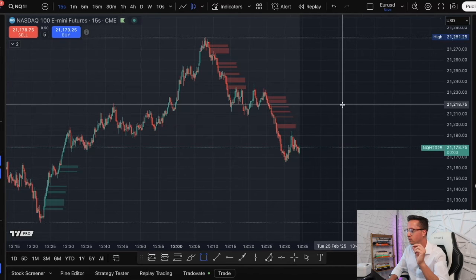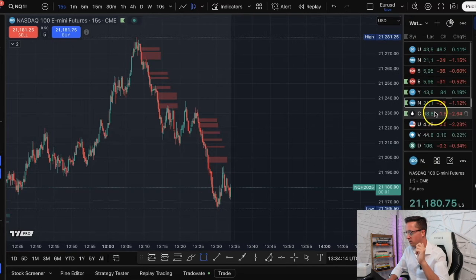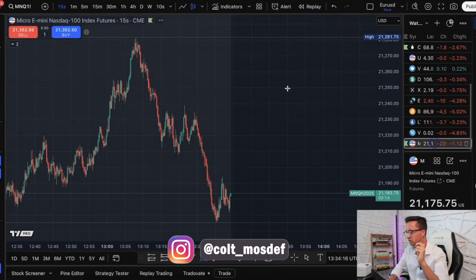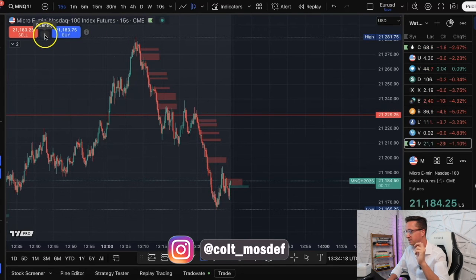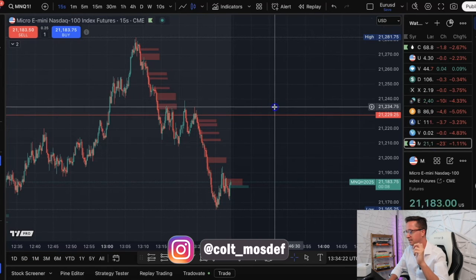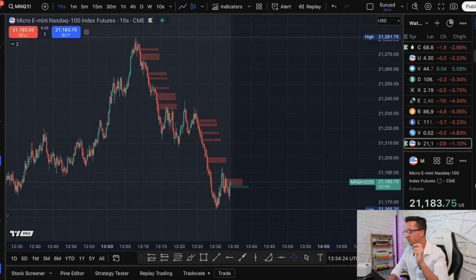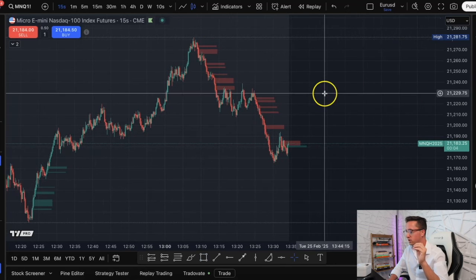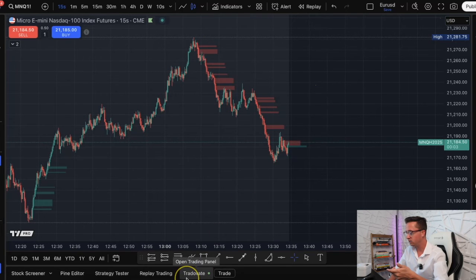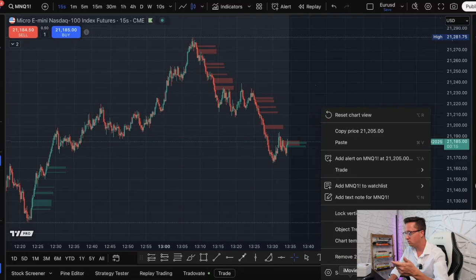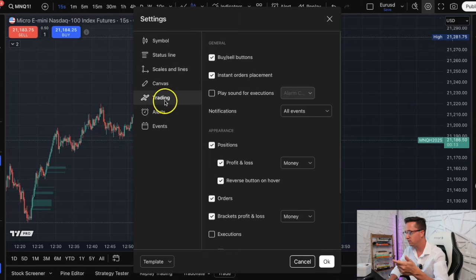Okay, now when we're actually going into a trade, what I'm going to do for this example is go to a micro E-mini because the contract size is smaller. And I'm going to show you guys exactly how you can get into a trade very, very quickly. So once you have your Tradovate account linked, you want to right click on the settings. For the trading, make sure you have instant order placement on. You want to click that on.